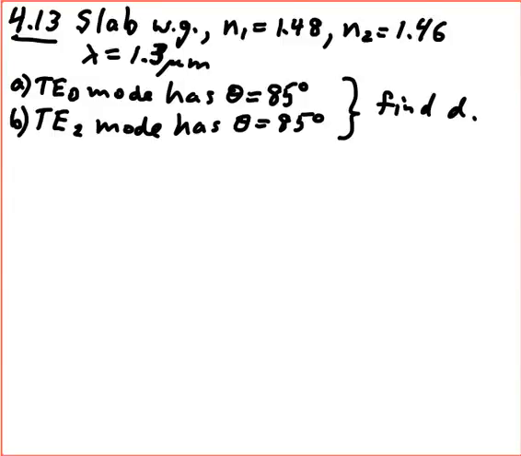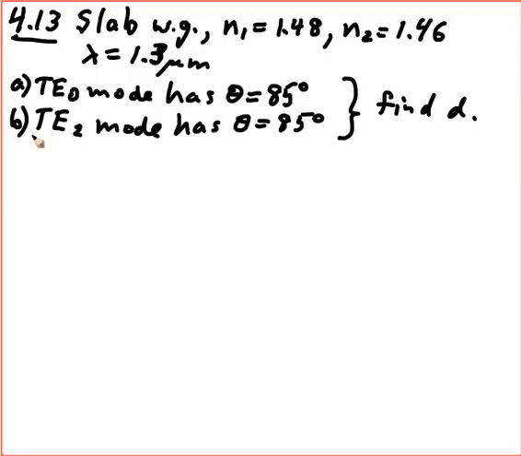Okay, so here we're looking at problem 4.13 from Pedrotti. Here we're given a slab waveguide. We're given the index of the core, n1, which is 1.48, and the index of the cladding, n2, which is 1.46. And we're given a wavelength of 1.3 microns.